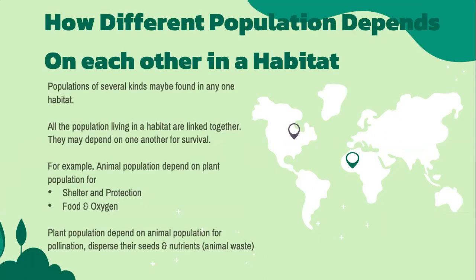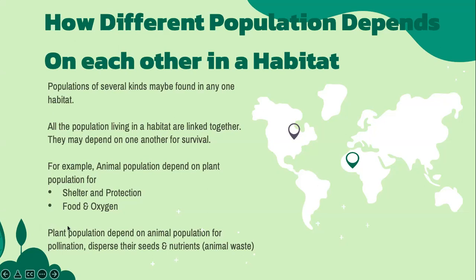For example, the animal population depends on the plant population for what? Shelter and protection, food and oxygen. Why? Because the plants go through the process called photosynthesis in the day and give out oxygen for the animals to use. All right.